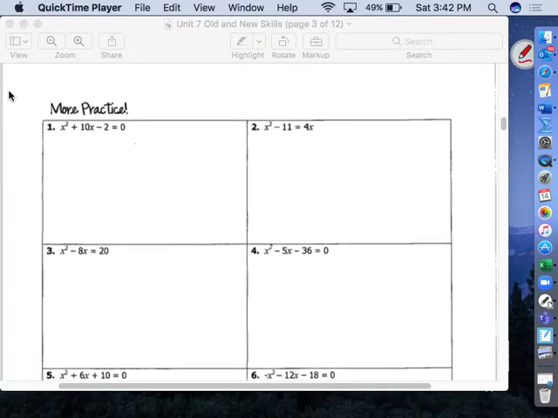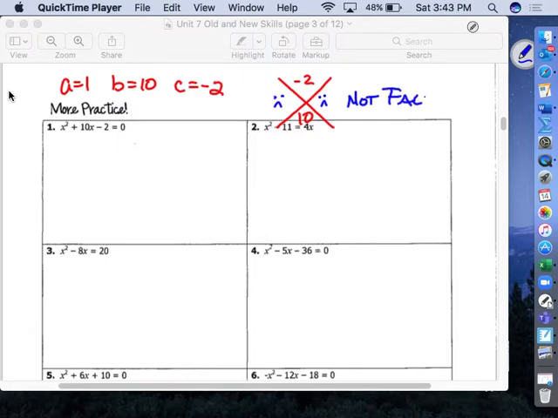Number 1 is already in standard form, and let's identify A, B, and C. A is 1, B is 10, and C is -2. If I were to try to do this by factoring, the product of A times C is -2, B is 10. That means I will be looking for factors of -2 that sum to 10. No such numbers exist, so that means that this is not factorable. That means the only way to solve this is by using the quadratic formula. So let's go ahead and set this up.